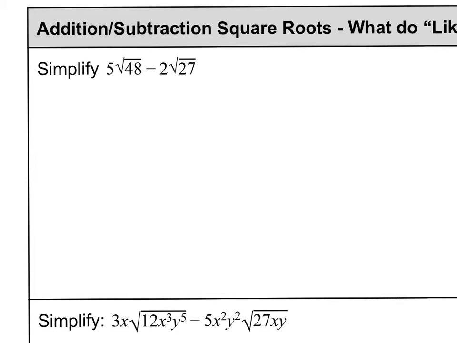For adding and subtracting things, the same rules are in effect, and those rules are you can't add or subtract things unless they're like terms. I would say a root 48 and a root 27 are not alike. So the first step for these is always to start by simplifying these radicals as much as possible.